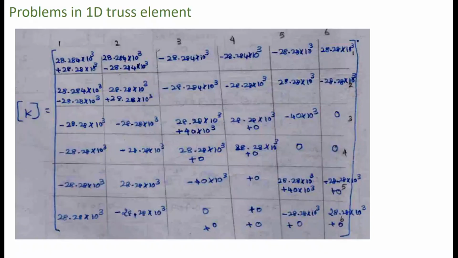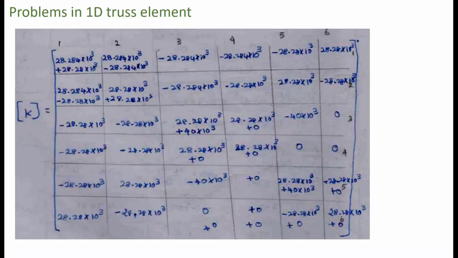So the values of 1,1; 1,2; 2,1; 2,2 are for node 1, and for node 2, 3,3; 3,4; 4,3; 4,4, and then for node 3, 5,5; 5,6; 6,5; 6,6. They will be shared by 2 elements, so they have 2 values.